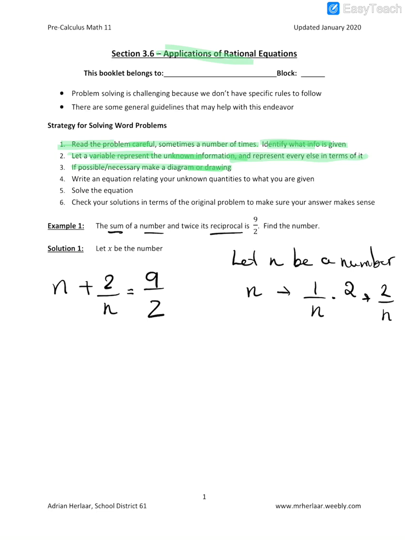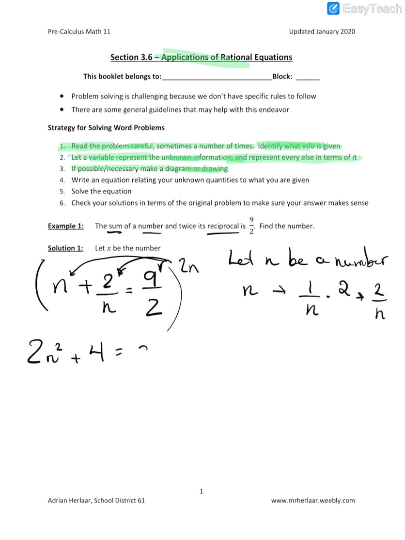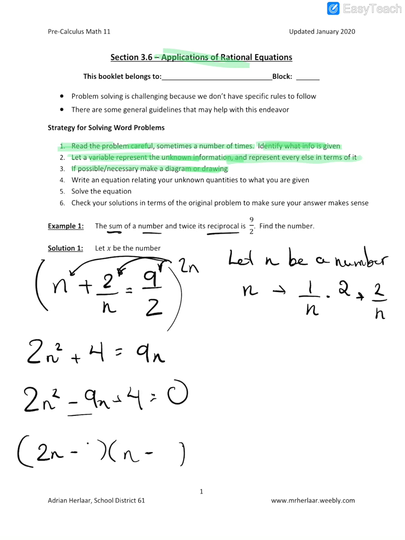What is n? Well, multiply this whole thing by 2n to get rid of the denominator. We're going to have 2n squared plus 4 equals 9n. We're going to get everything together: 2n squared minus 9n plus 4 equals 0. And we are going to factor 2n, n. My back numbers need to multiply to 4 and add to negative 9, which means they're both negative, and I'm going to need a 1 and a 4. So the way to get that would be like that. So that means n is 4, and n is a half.